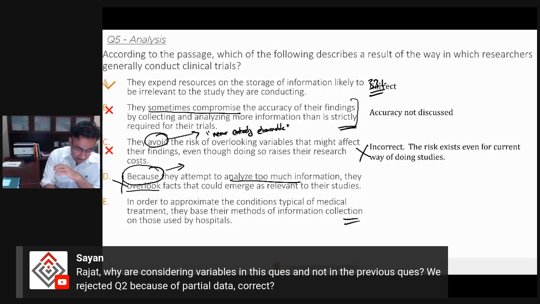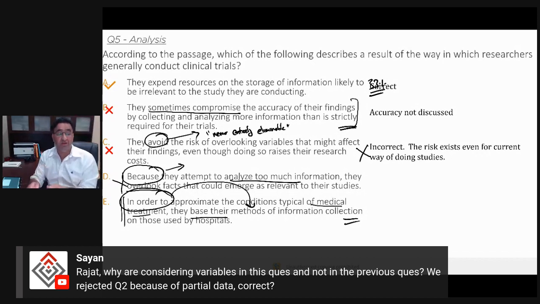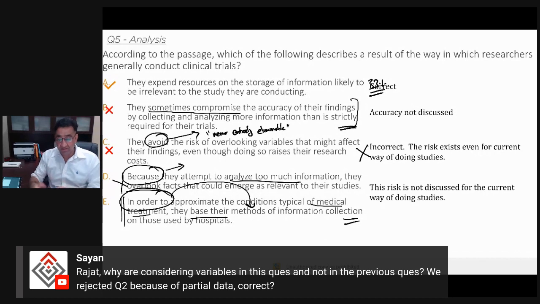Okay. Choice E actually goes too far. In order to approximate the conditions typical of medical treatment, they base their methods. So again, in order to talks about purpose, their purpose is not to approximate the conditions of medical treatment. That's not the reason. And by the way, they don't base their methods on information collection that's used by hospitals. They collect more information. All right.